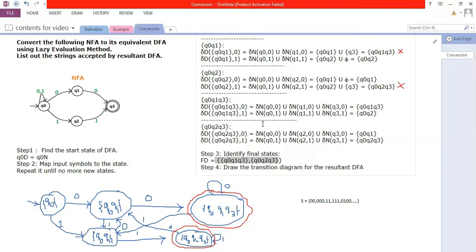Then if the question says to list out the strings accepted in the resultant DFA, you can do so, or you can just skip it. I think one problem is sufficient to understand. Whichever problem is given, you can easily solve it. So just check it out.